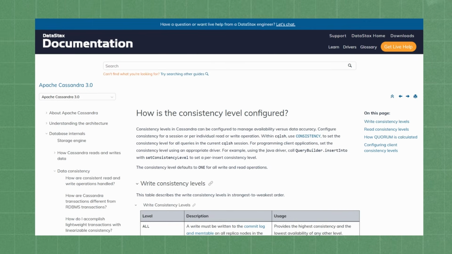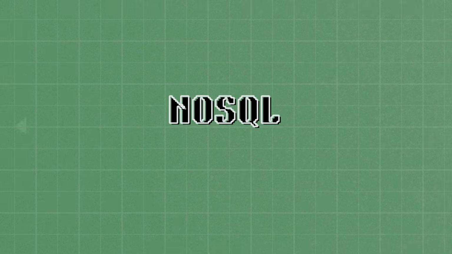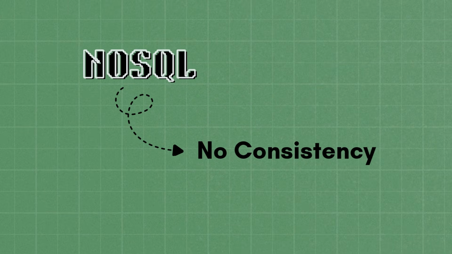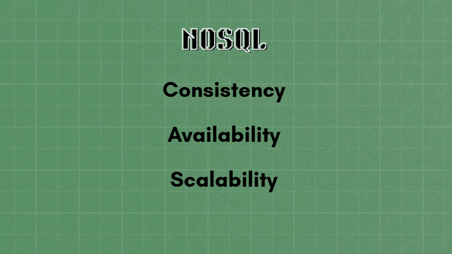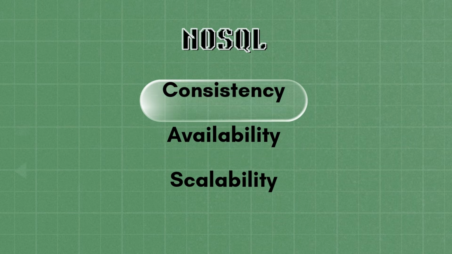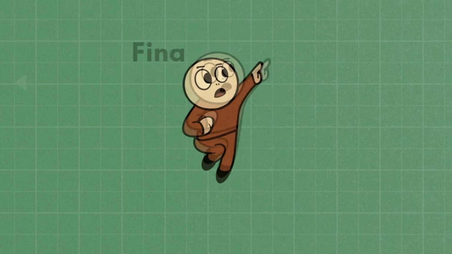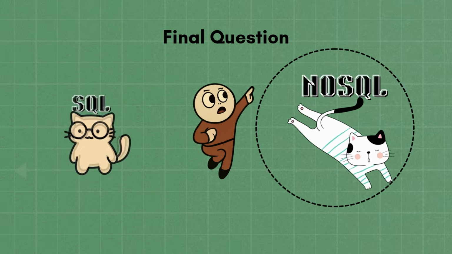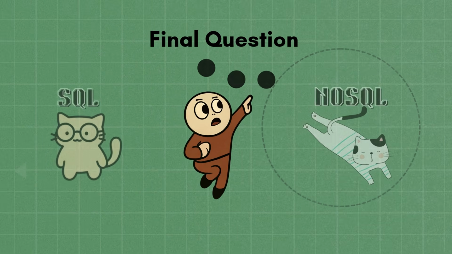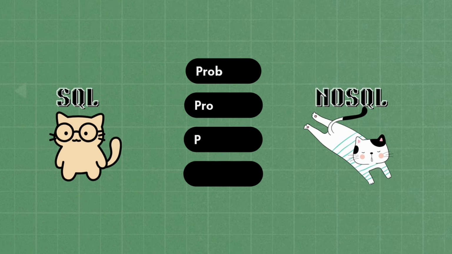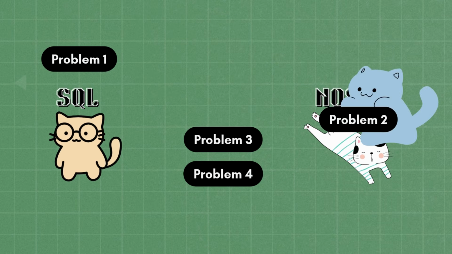Cassandra lets you choose between stronger consistency and higher availability depending on your needs. The key idea of NoSQL isn't no consistency. It's flexibility in the trade-offs between consistency, availability, and scalability. And now we come to the final question. Should we choose SQL or NoSQL? The answer is, don't pick either one right away. Instead, start by understanding the problem you're trying to solve.